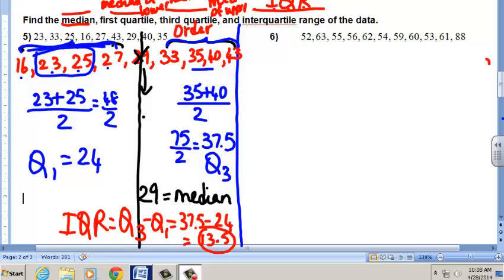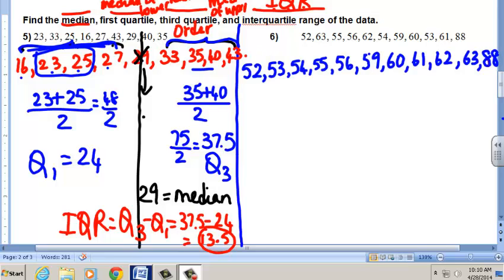Let me do one more for you. Okay. In this problem, again, there are a whole bunch of numbers. So let's go ahead and take a look. 52. Okay, I've ordered the numbers because you know how to order them. Again, if you notice, there is 1, 2, 3, 4, 5, 6, 7, 8, 9, 10, 11 data values.